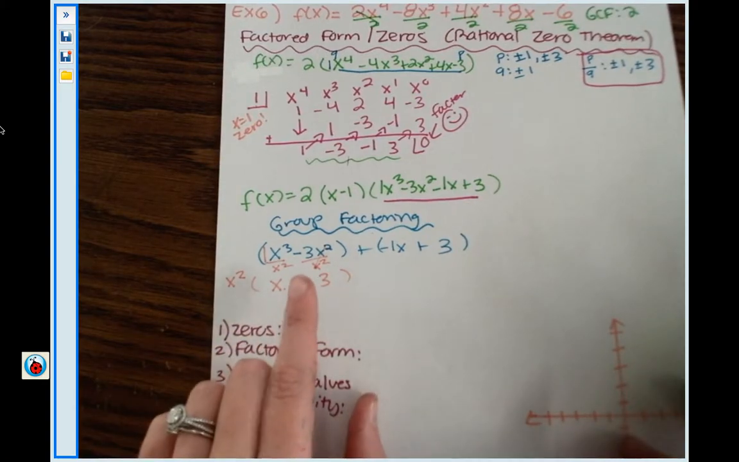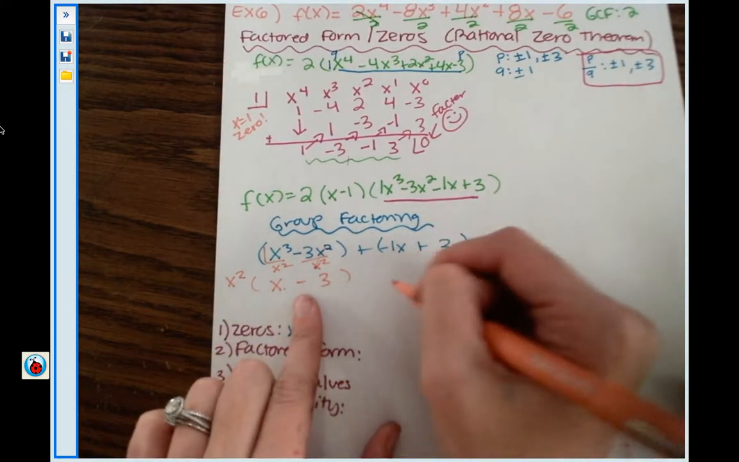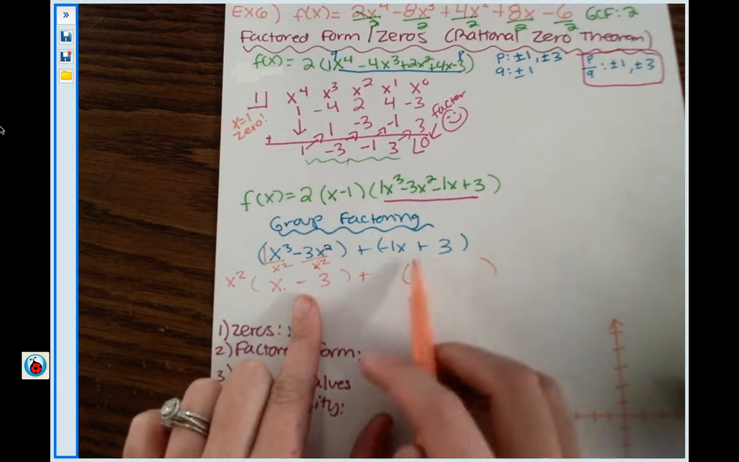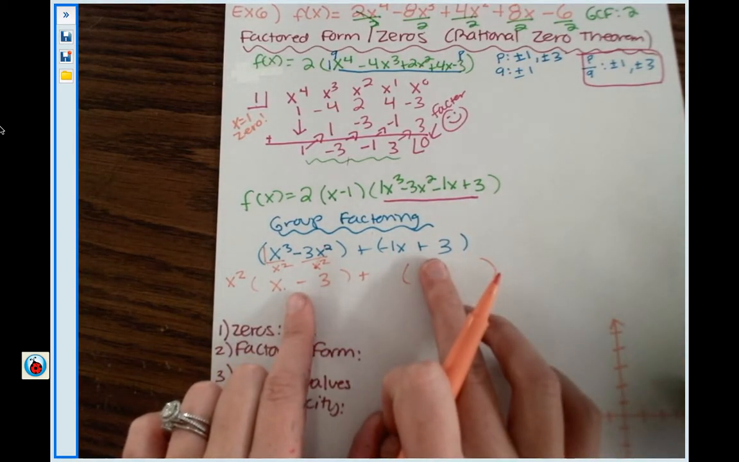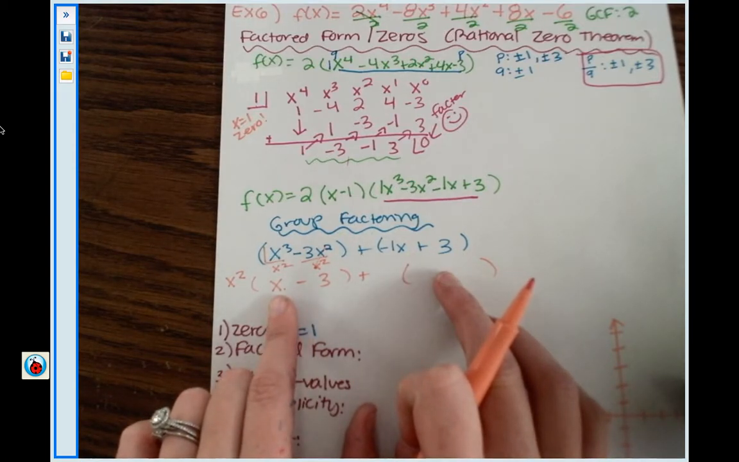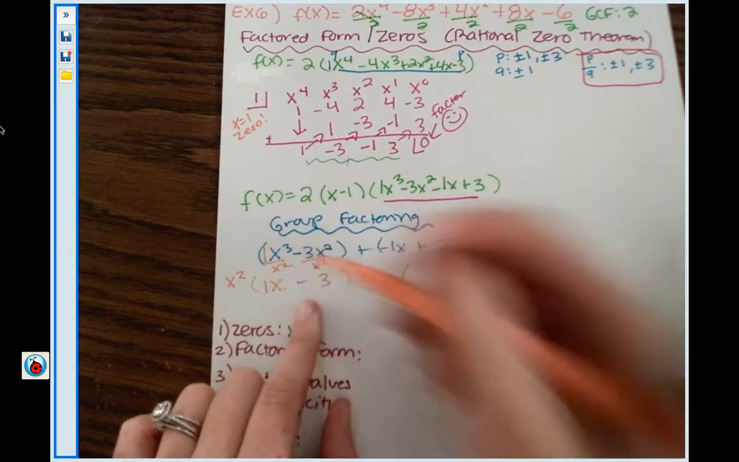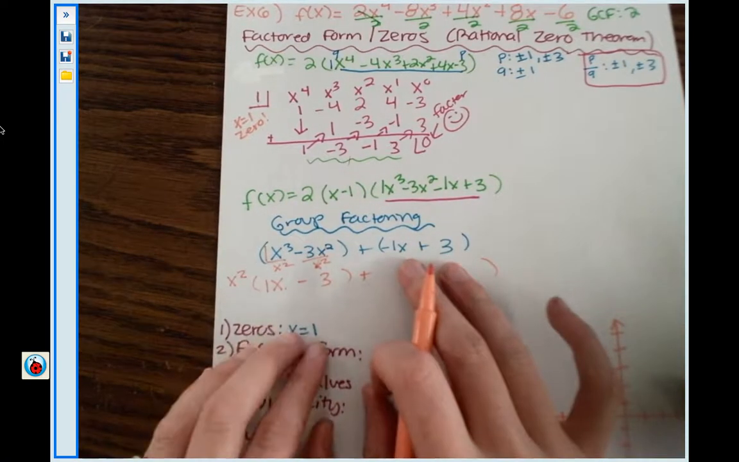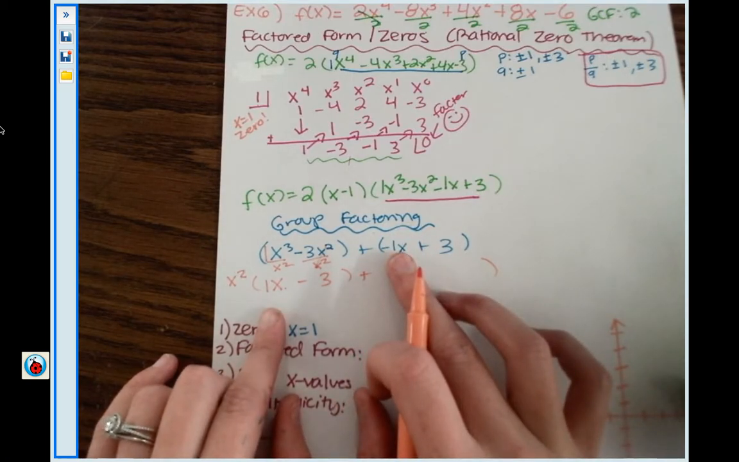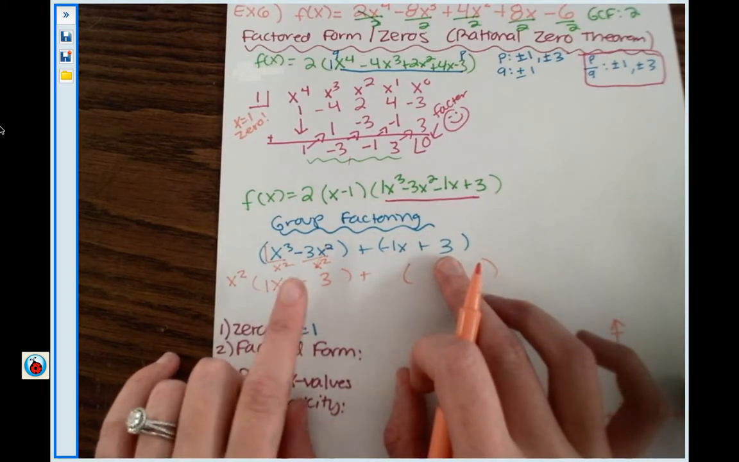Remember, my goal is to get the same thing in this parenthesis when I get done. If you see here, we're actually really close. I have a negative x plus 3 here, and a 1x minus 3 here. So we're so close. The only thing that's different are my signs. This x is negative and this is positive. This is a positive 3 and this is a negative 3.